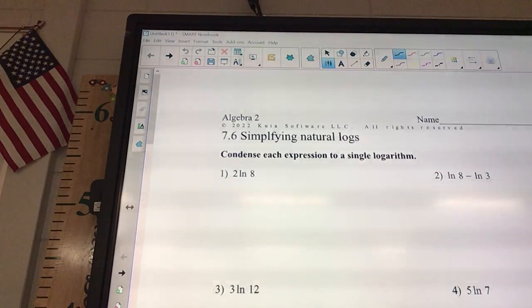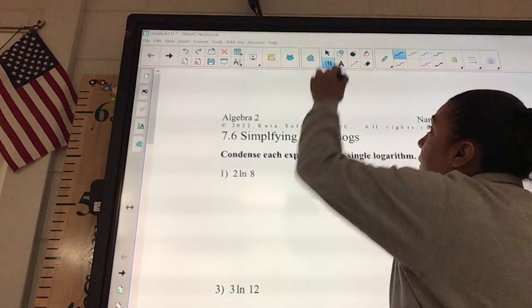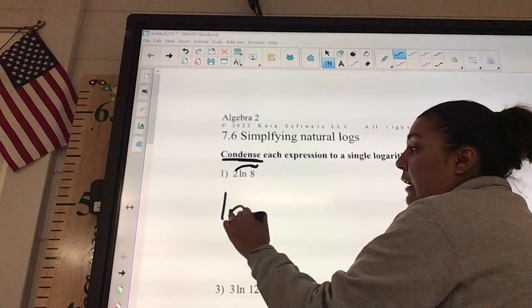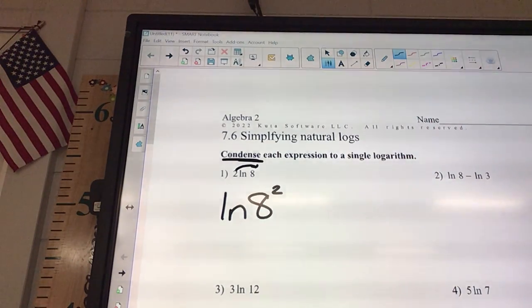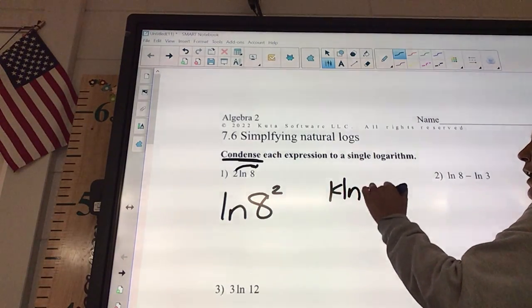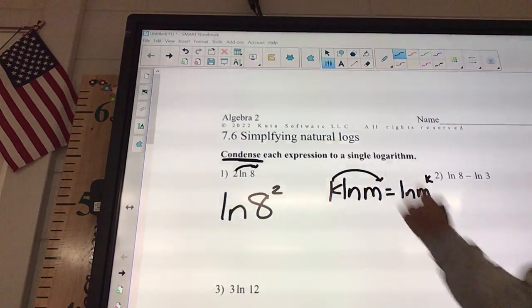Is there any addition or subtraction? No, but there is that power rule. And where does it go? We're condensing on the first page. It says condense. So it goes here to the power. So it's going to be natural log of 8 squared. Look at the log rule. Look at what we're doing. That's the third rule. If we have k natural log of m, it's really going to be natural log of m to the k, meaning we took this and put it up in an exponent.